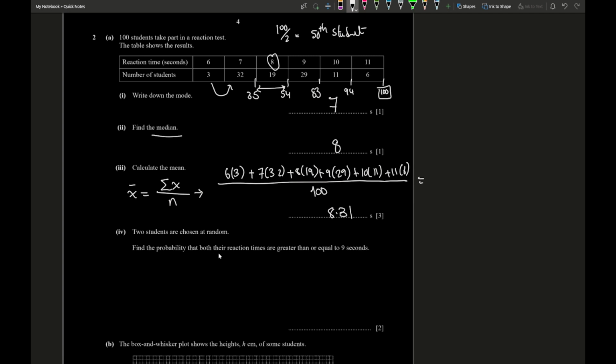Find the probability that both the reaction times are greater than or equal to 9. Okay, but before we solve the question, let's first find the number of students that have reaction time greater than or equal to 9. Let's write: number of students with reaction time greater than or equal to 9 is... Going to the table, we have 29 students with reaction time 9, 11 with 10, and 6 with 11. So 29 plus 11 plus 6 is equal to 46 students.